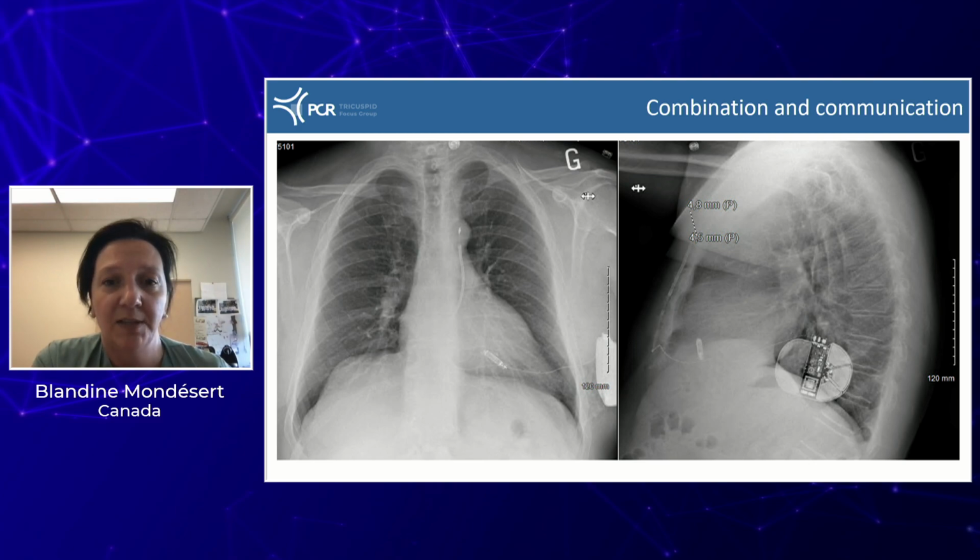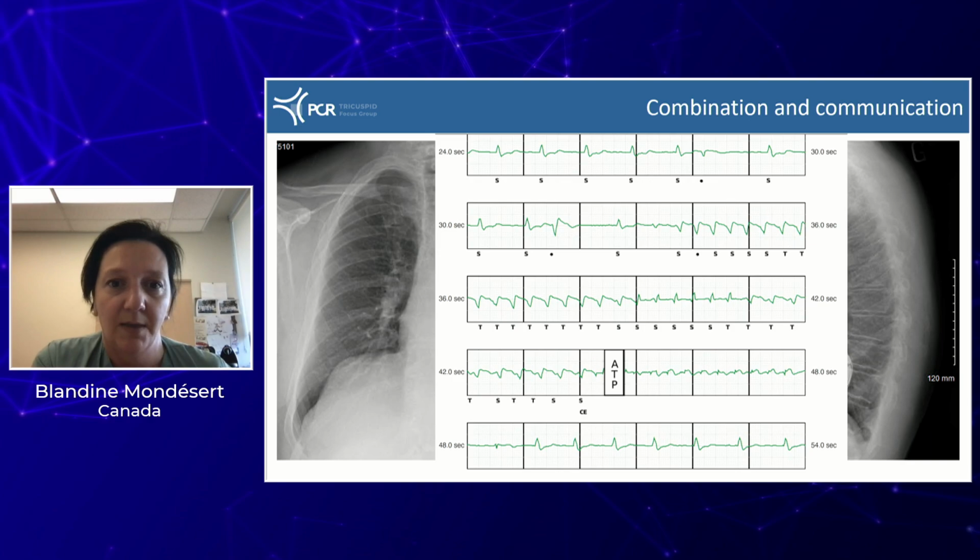Here is one of the cases that we have done in the trial for the modular ATP. You can see the sub-Q ICD in position with the box on the lateral chest and the lead just before on the sternum, and you can see the leadless on the septal wall on the right ventricle. And here is an episode that the patient had. You can see in the middle of the slide the ventricular tachycardia, and then the ATP and the return in sinus rhythm for the patient.